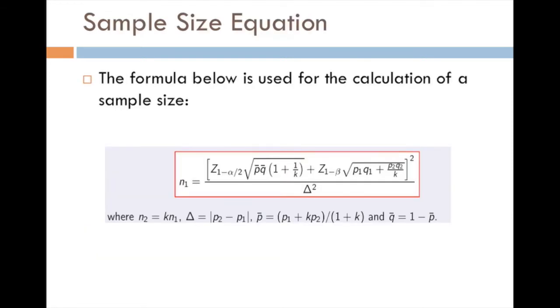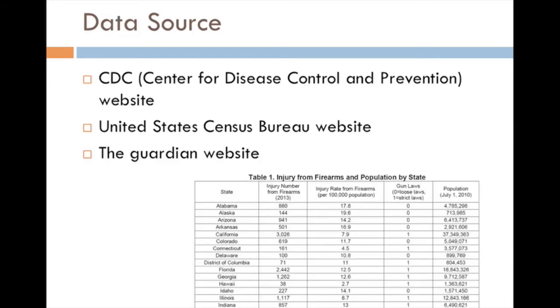Here's the formula in this ecological study. If we look into it, we find that it's not much different from the ones we've seen before. We need the ratio of cases to controls, which is now denoted by K, a confidence level of alpha and power beta, which we're familiar with, the proportions of outcome in the 2 groups, and the ratio of unexposed to exposed in the sample. We obtained the proportions of injuries of the 2 groups and the status of policy laws regarding gun control by state from the websites of the CDC, the U.S. Census Bureau, and the Guardian.